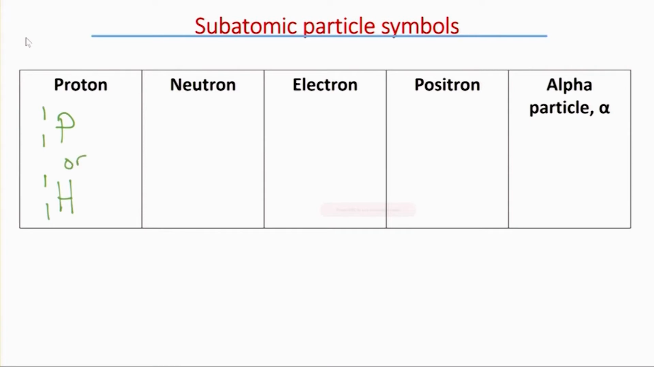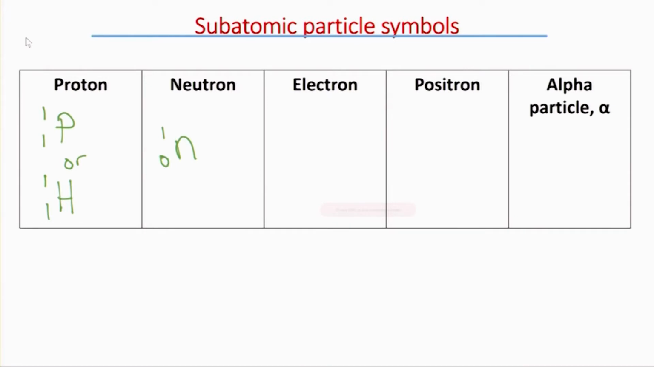All right, neutron also has a mass number of 1, and we usually give it the symbol N. So it has a 1 here for the mass, and then the atomic number, that's the number of protons. The neutron has 0 protons, so we're going to put a 0 there.